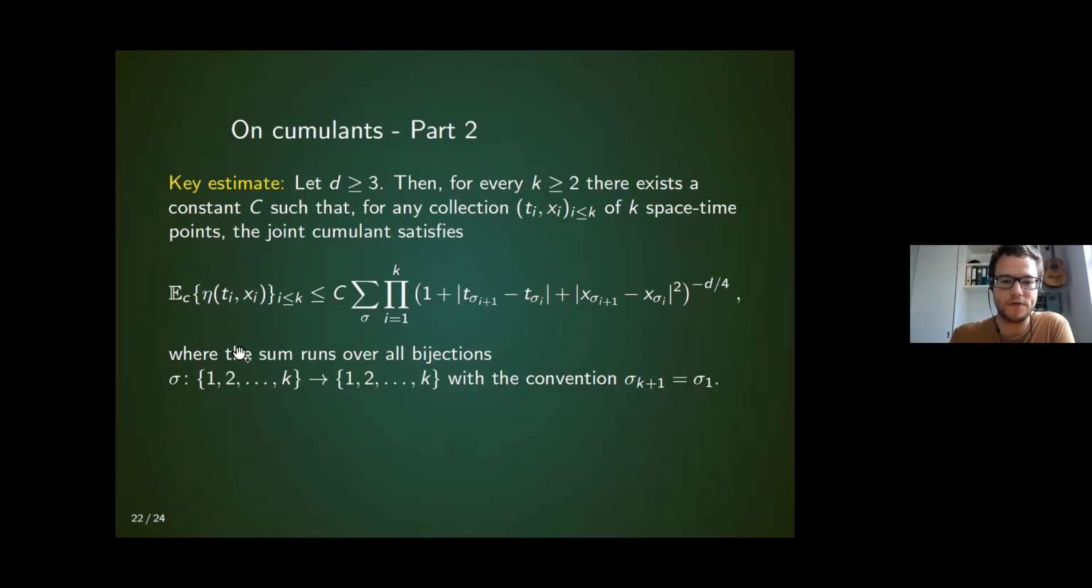So what do we have here? We have the sum over sigma, the product from 1 to k, and then this funny space-time distance: 1 plus the distance between t sigma i plus 1 minus t sigma i, plus the distance x sigma i plus 1 minus x sigma i squared, to the minus d over 4. Let's try to understand this a little bit. The first thing you see is the sum over all bijections sigma mapping the set 1, 2, 3, up to k into 1, 2, 3, up to k. So really this is the sum over all permutations of the numbers between 1 and k.